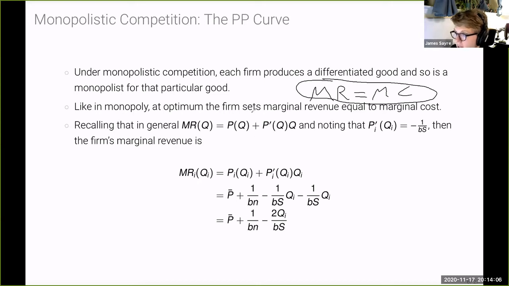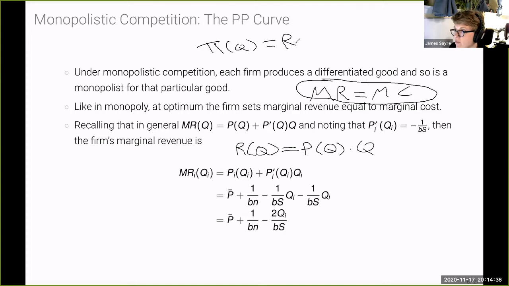It's written down here, but the first thing worth going through is what revenue is. Revenue is just defined as P, and I'm going to write P as a function of Q, times Q. If we recall that profits as a function of Q for any firm are given by its revenue minus its cost, then revenue is just given by the price of the output that my firm produces times whatever quantity of output it produces.